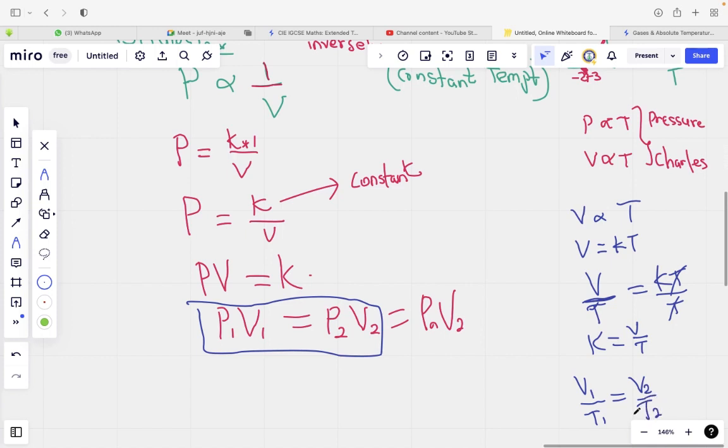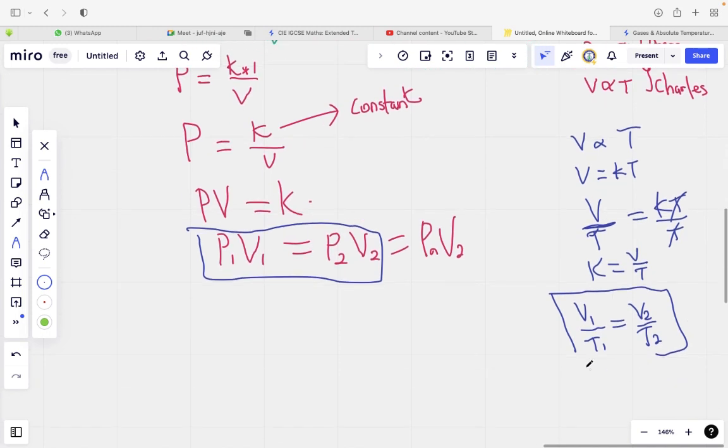This is what you need in case you are calculating any problem that has a given volume of a gas that is directly proportional to the temperature while pressure is constant. Therefore, this is what you use for Charles' law in calculations. This is Charles.